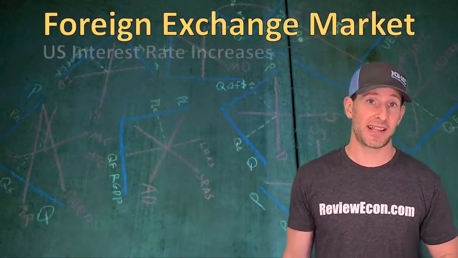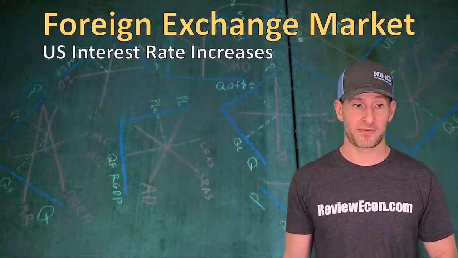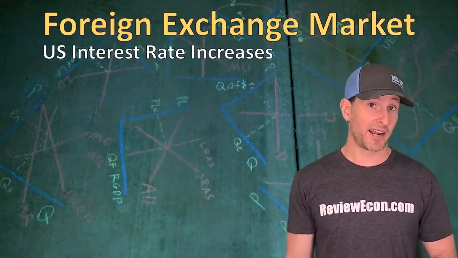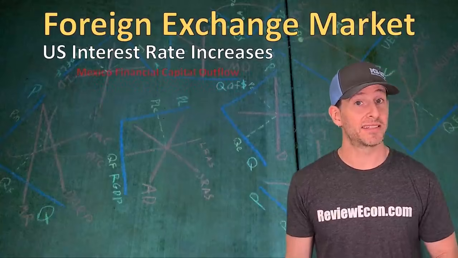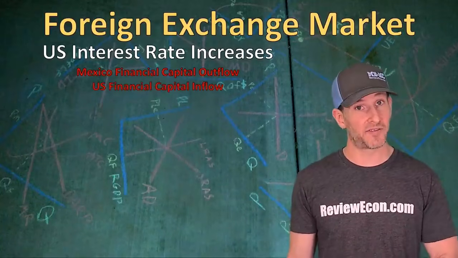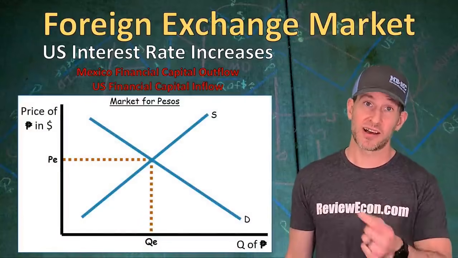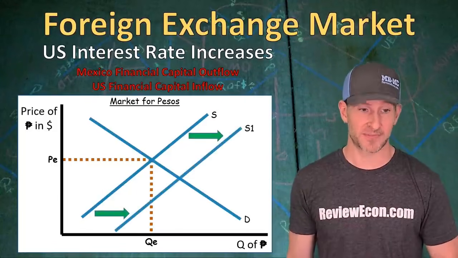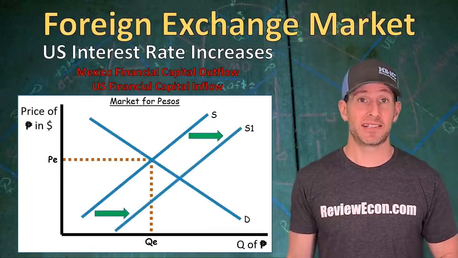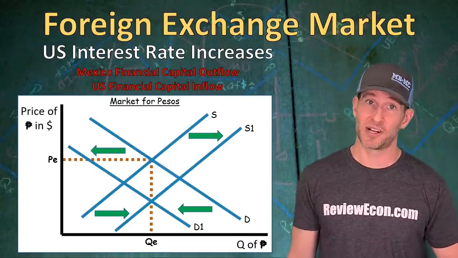Here, the United States interest rate increases. How's that going to impact the exchange rate for the Mexican peso? First of all, with the interest rate being higher in the United States, Mexico is going to see a capital outflow. Meanwhile, the United States is going to see a capital inflow. Foreign investors seeking the higher rate of return in the United States will sell Mexican pesos, increasing the supply. At the same time, we will see a decrease in the demand for pesos as foreign investors are less likely to seek that lower interest rate.